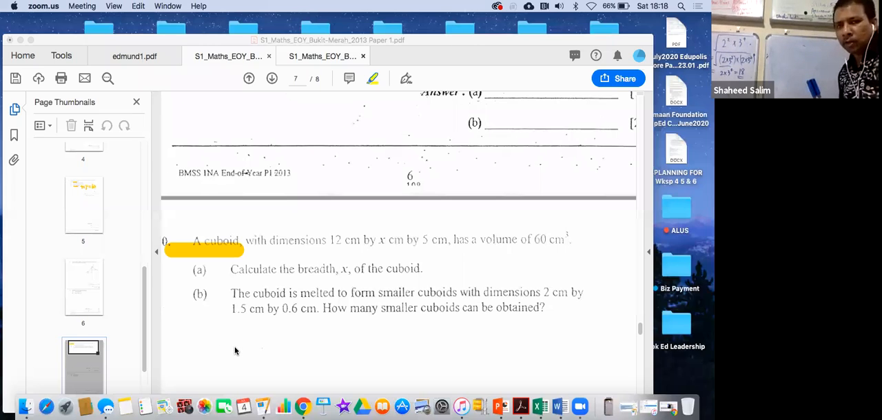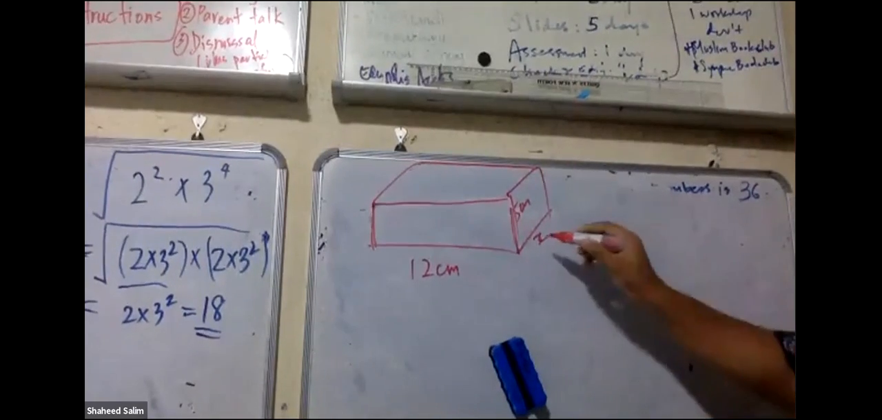They say the dimensions are 12 cm by x cm by 5 cm. Down here is 5 cm. So this one is something like that. If I were to draw for you, this is not well done. It's something like that. And they tell you that the volume is 60 cubic cm.